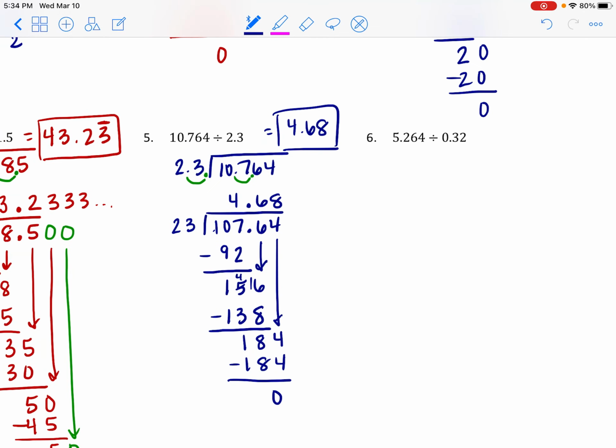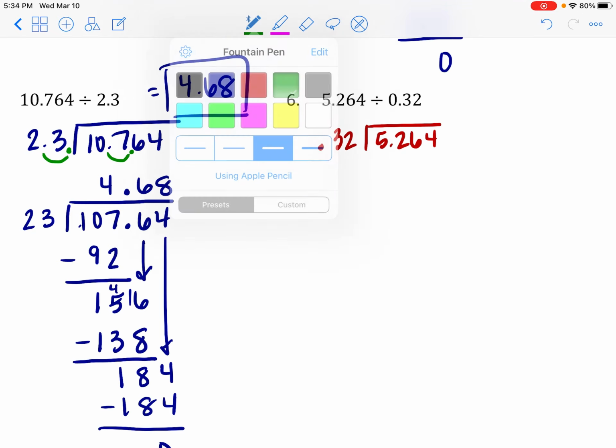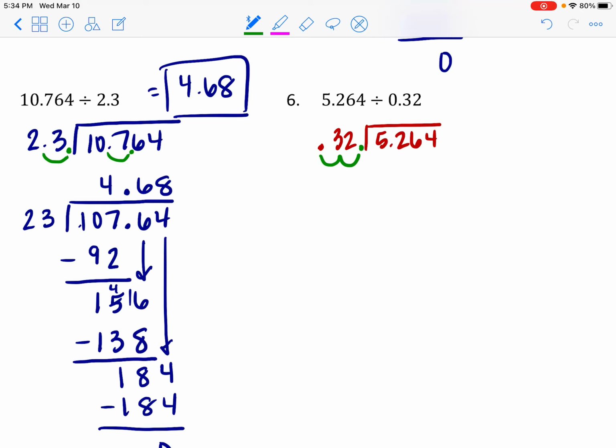And one more here. If you're feeling confident about this, I think this would be a great place for you to try this out. So feel free to pause the video and give it a shot. Otherwise, let's see. 0.32 is going to divide into 5.264. So we're going to have to move the decimal. Decimal is going to have to move 2 times here, which means we'll have to move it 2 times here.